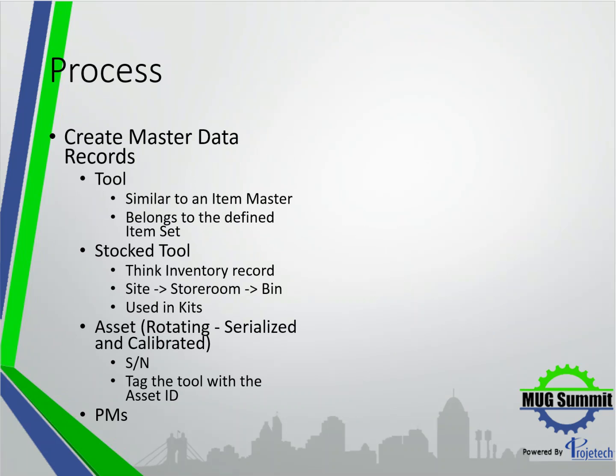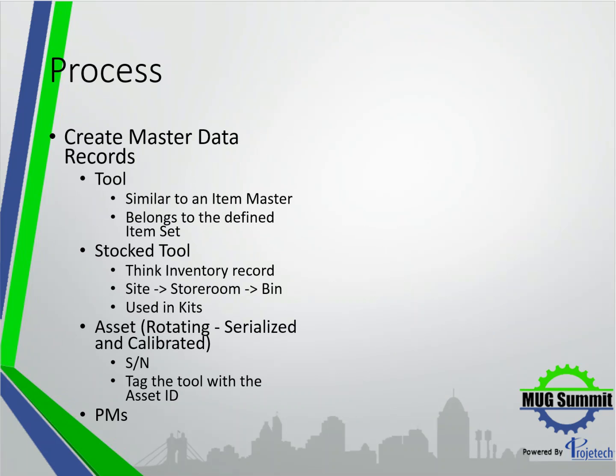So the process for setting this up, we create master data, a tool record. It's just like the inventory module. Instead of the item master, it's the tool master. So you set that up as its own individual tool record. That tool is your master tool listing. That moves into the stock tool, which is much like the inventory record, individual and site-based.